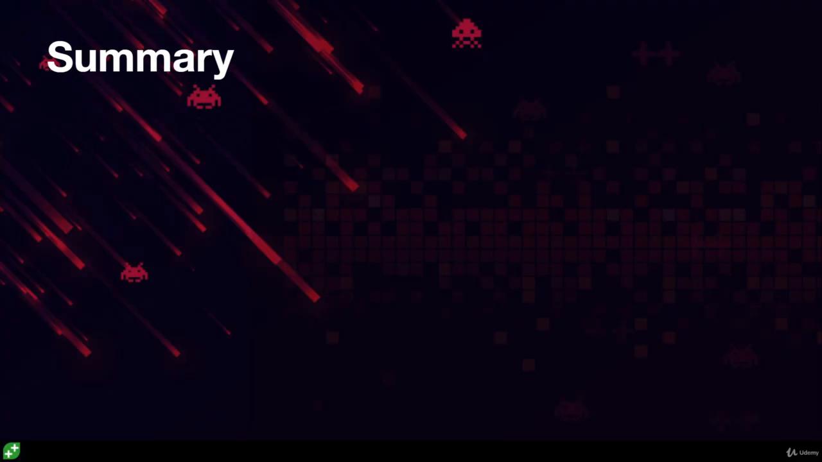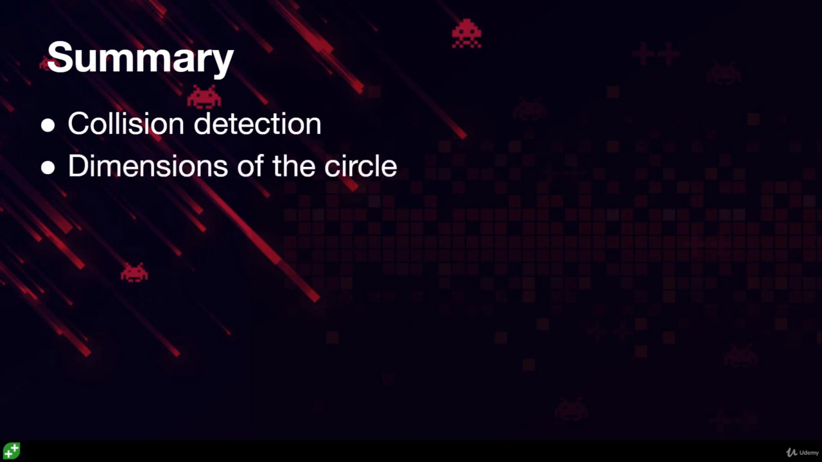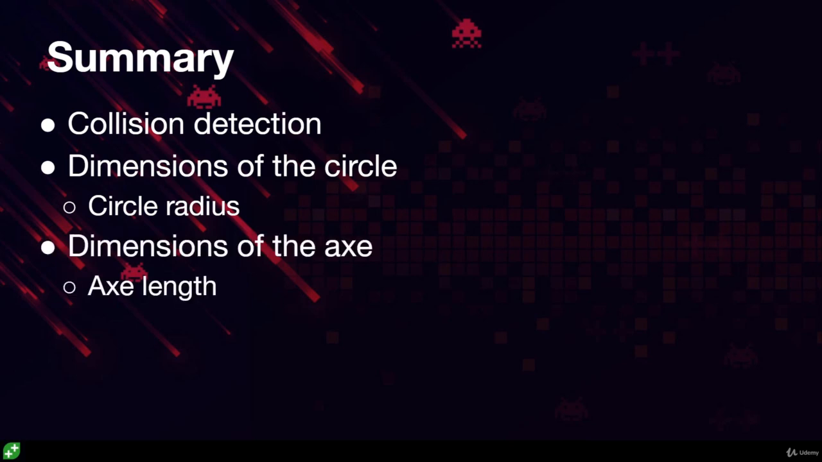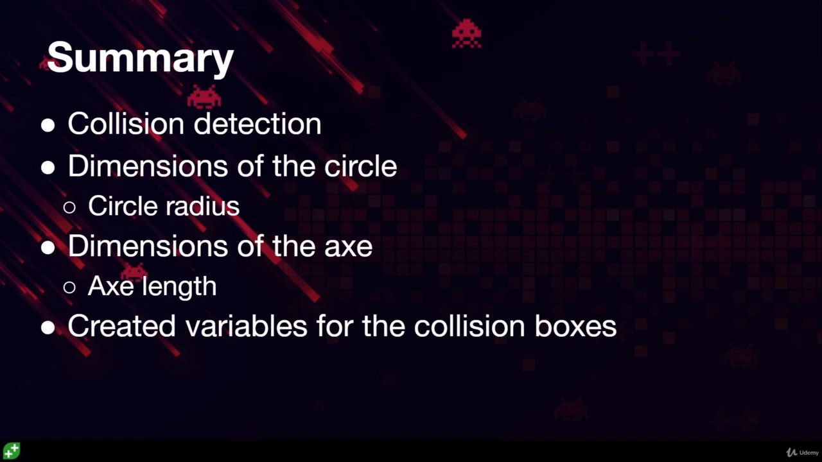Okay, so in summary, we learned about how collision detection works. We learned that we had to use the dimensions of the circle, namely its radius, in order to detect if the circle's outer edges collide with a particular line. We also learned that we could use the dimensions of the ax, in particular the ax's length, to detect whether or not the ax collides with a particular line. And finally, we created variables for the collision boxes of our circle and our ax, consisting of the x coordinates of the left and right edges and the y coordinates of the upper and lower edges, respectively. Now we have data that can help us in our collision detection.